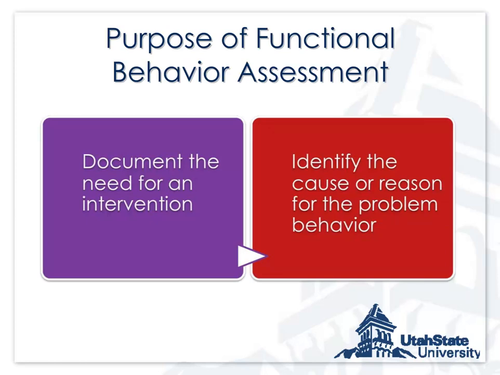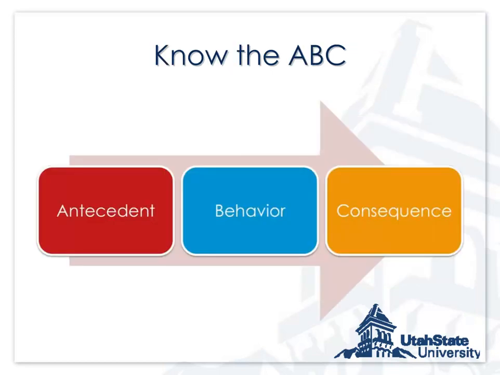The purpose of a functional behavior assessment is twofold. First, it allows us to document the need for an intervention. Second, it identifies the cause or reason for a problem behavior. Remember the ABC model of behavior? The goal of an FBA is to identify the antecedents and consequences that control the problem behavior.